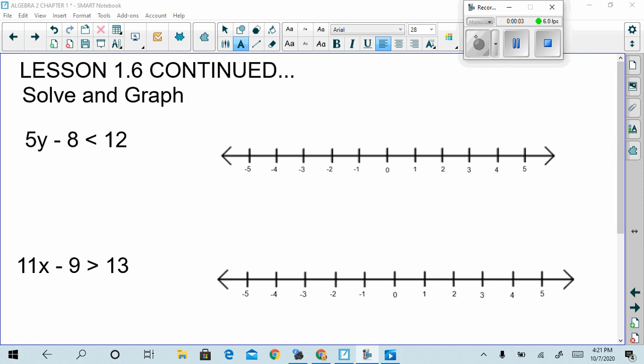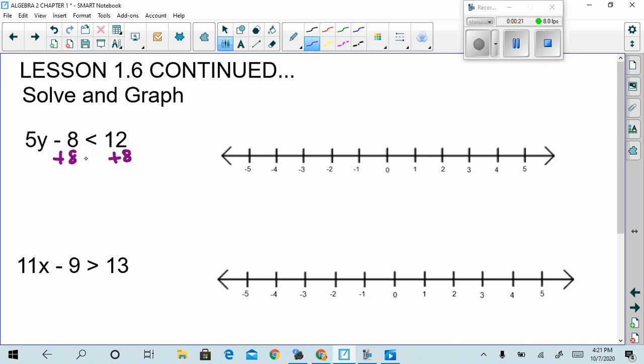Yesterday we were solving inequalities, and we found out that we can use the same steps to solve inequalities that we did for equations. Here we'll look at a couple of two steps. We'll start by using our inverse operations, and we'll add 8 to both sides. That leaves me with 5y is less than 20. I'll divide to isolate my variable, and I get y is less than 4.